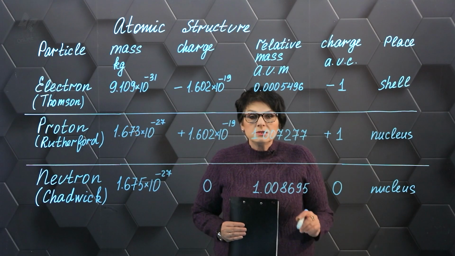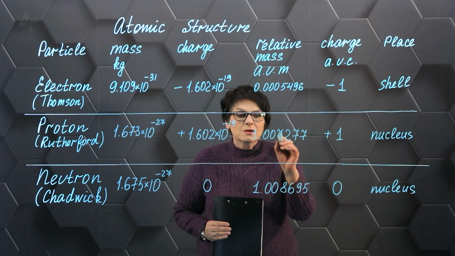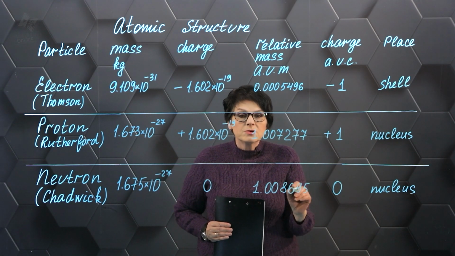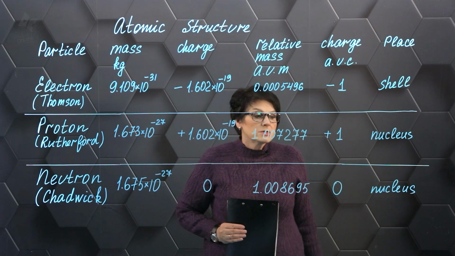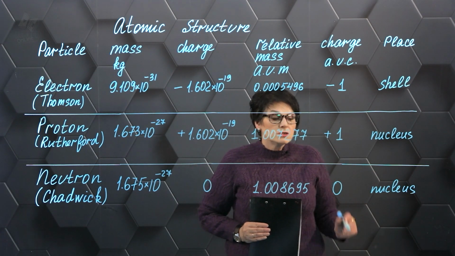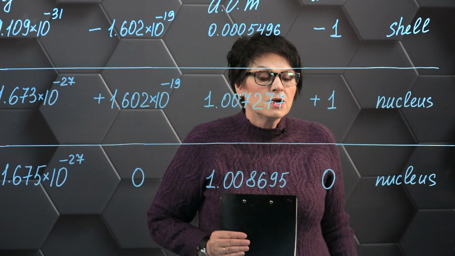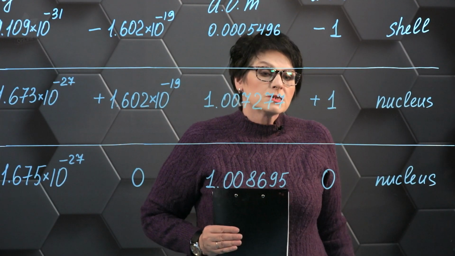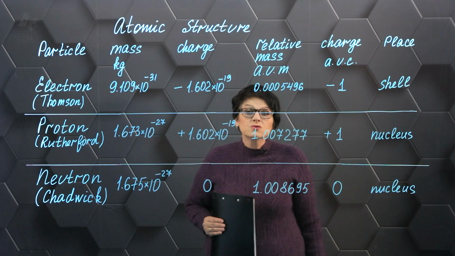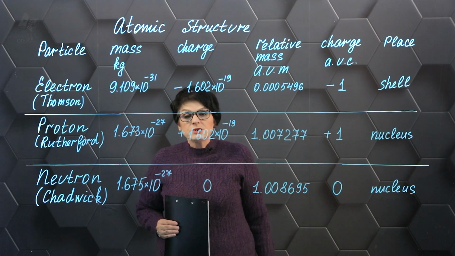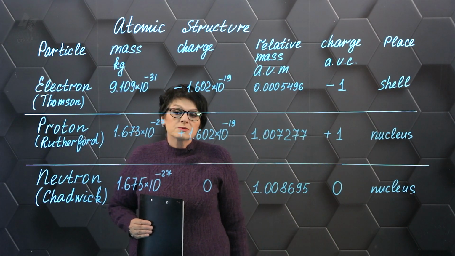Its mass in atomic mass units is close to the mass of the proton and has a small discrepancy in just these signs. The charge will be, and in atomic units the charge is zero. The location of this particle occurs in the nucleus. So that's how the atom works. These are the main particles that make up an atom.